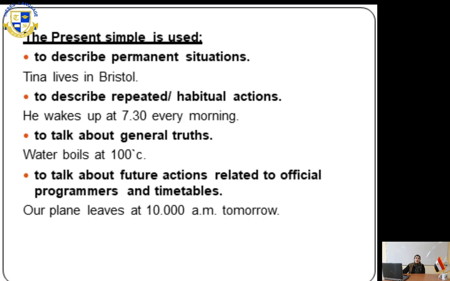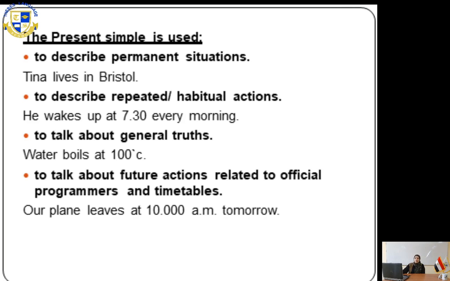As you know, in the present simple tense, we put the verb in the infinitive form with I, you, we, and they, or we add s, es, ies with he, she, or it.